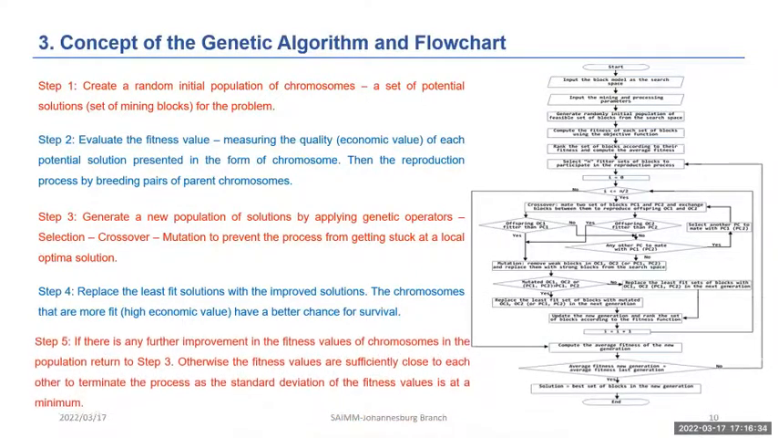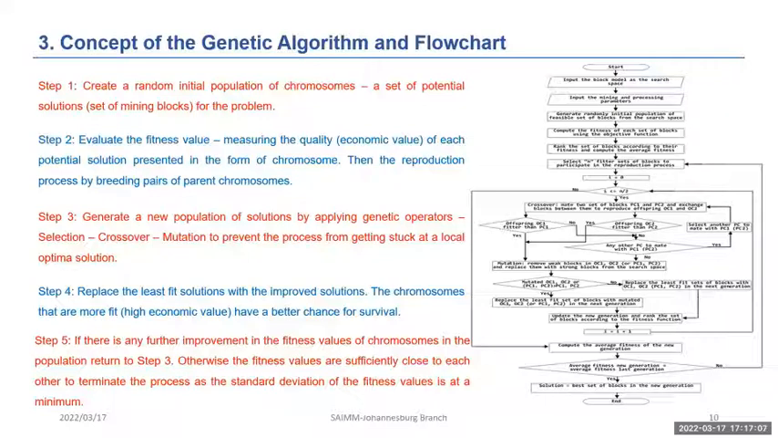And finally, step 5, in which we try to improve the fitness value of chromosomes in the population. If there is no improvement, then the algorithm goes back to step 3 to generate a new population and goes back to step 4 to replace the least fit, until we reach the termination condition whereby there is no room for improvement for any chromosomes or list of blocks.